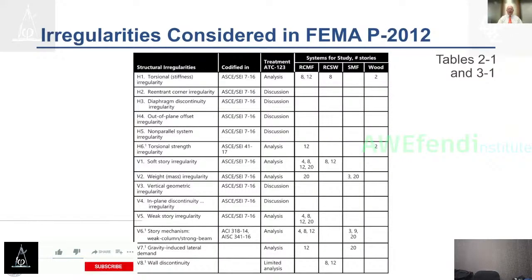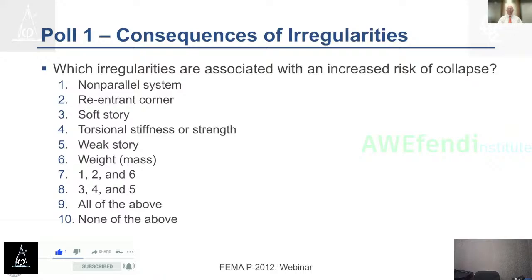And so then the way that these irregularities were considered in the ATC 123 project that led to FEMA P-2012, you see here that we focused on certain irregularities, and we had a number of different building types in terms of material and building heights that we addressed. All the details there are in the document. So this brings us to our first poll.